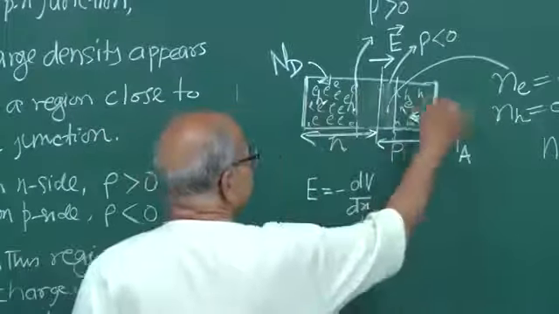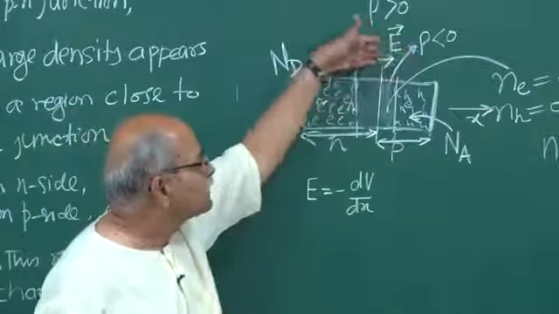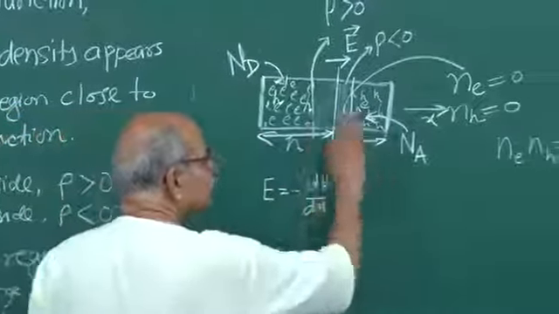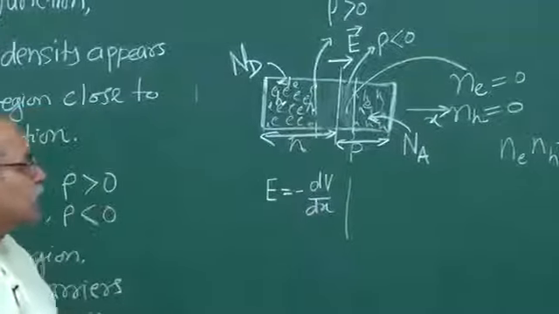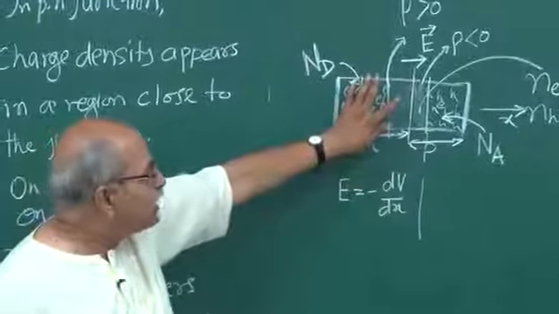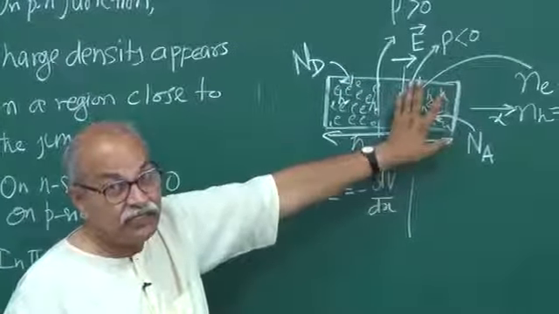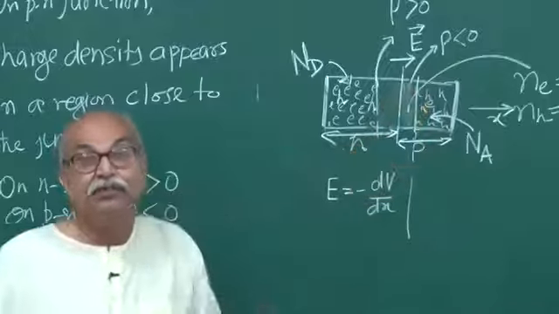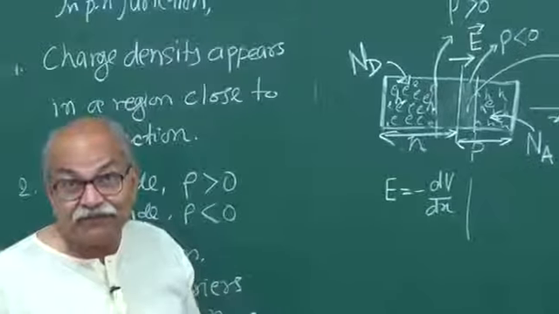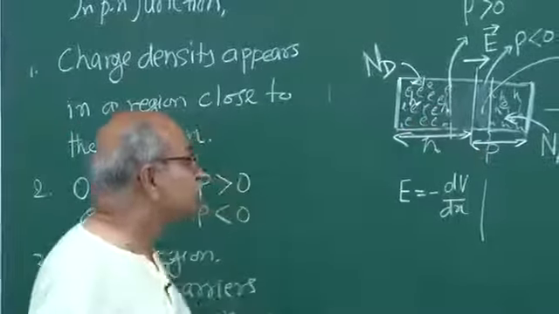If I call this the x direction, and the electric field is in the x direction, then E is minus dV dx. So potential decreases. That means this N side should be at a higher potential than the P side. We are not connecting any batteries. We have just put neutral impurities in a neutral semiconductor wafer. But we see that some electric field appears in this depletion region.